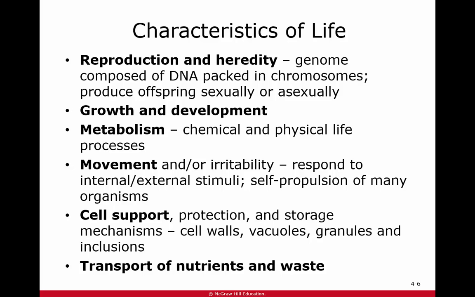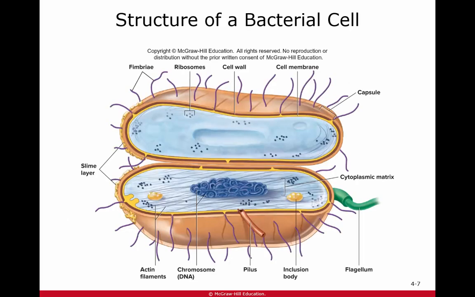It says right here irritability, and what that basically means is it's got to be able to respond to a stimulus, and that can be either positive or negative. They have to have some kind of support. Remember, they've got to have at least a membrane, but many of them have cell walls and vacuoles and other structures inside of them that kind of give them shape. And then they've got to be able to transport nutrients in and waste products out.